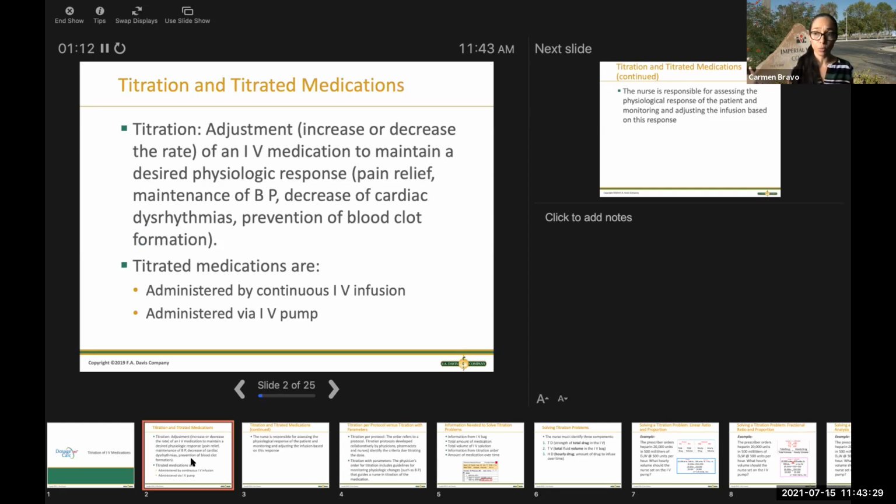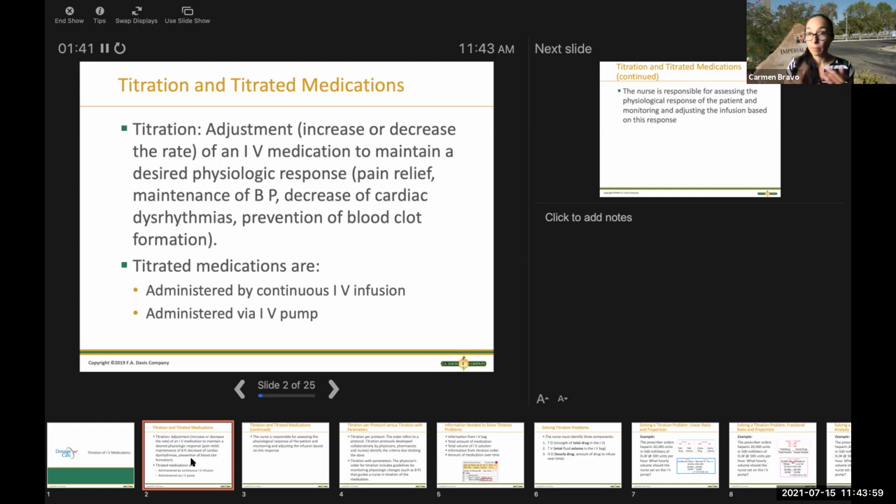Another example, and a quick one, is oxygen. They give us this order all the time. And oxygen is a medication, you guys. So the doctor says, administer oxygen to maintain the oxygen saturation greater than 94. Boom, that's it. That's the order. So we have to titrate the oxygen to maintain the oxygen level greater than 94. So we might start the patient at 2 liters, 3 liters, 4 liters, depending.